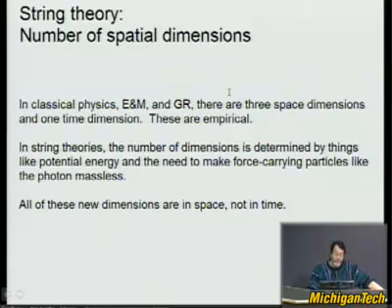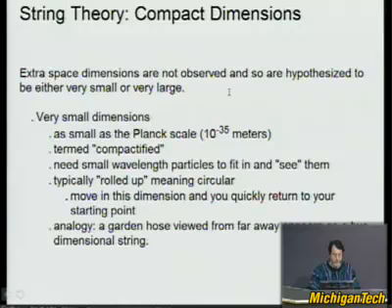So in classical electromagnetism and general relativity, there are 3 spatial dimensions and 1 time dimension. These are empirically determined. No set of physicists sat down and solved this from first principles. In string theories, however, the number of dimensions is determined by things like potential energy and the need to make force-carrying particles, for instance photons, massless or nearly massless. All of these new dimensions are in space, though, and not time. As far as I can tell, there's usually only 1 time dimension. Every now and then there's a paper saying there should be another time dimension, but it doesn't usually get much play. Adding spatial dimensions seems to help a lot, though.